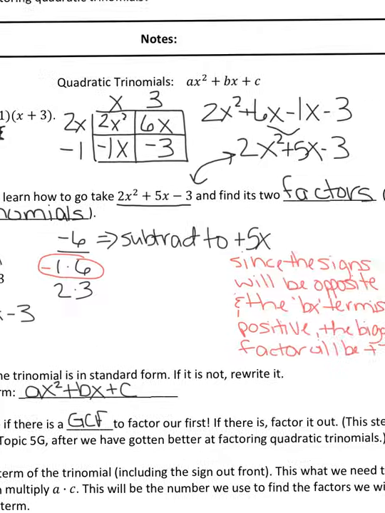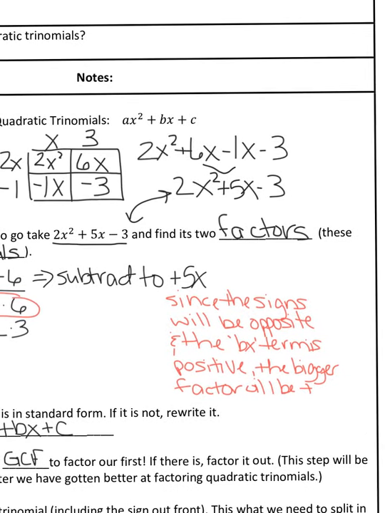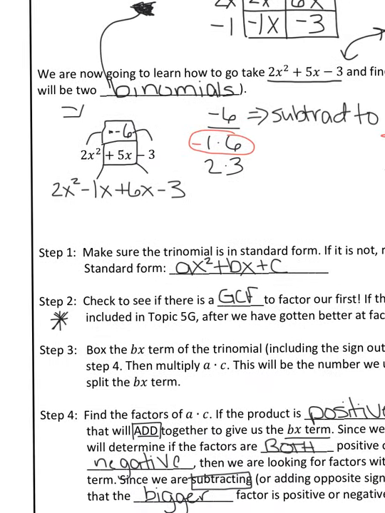If we go back up here, that should look vaguely familiar. 2x squared plus 6x minus 1x minus 3, right? When we multiplied those out and had four terms. These are those four terms. As I said, it could be 6x first or negative 1x, does not matter. So once we have the four terms, that's when we're going to draw that line down the middle.